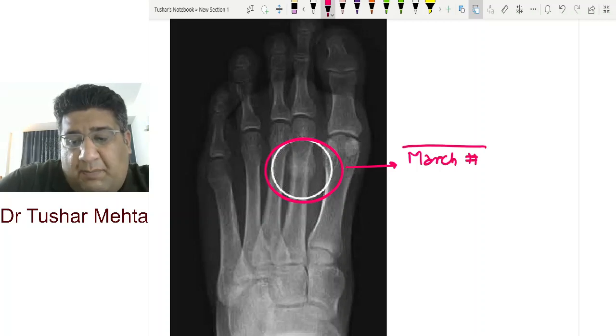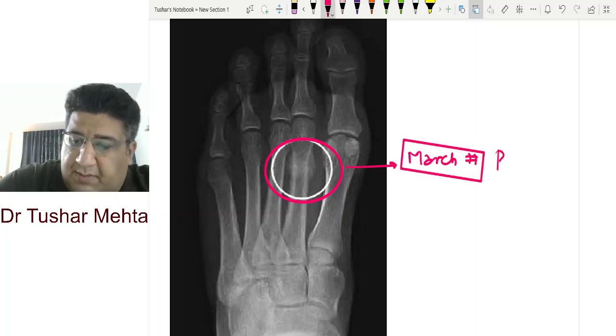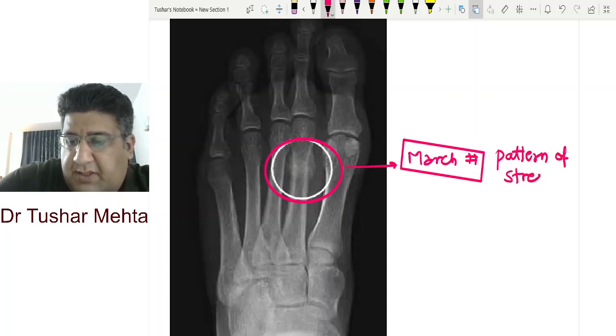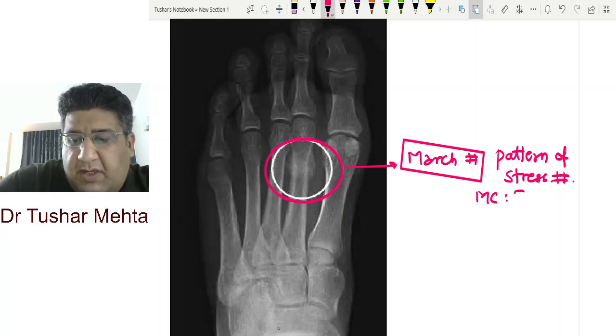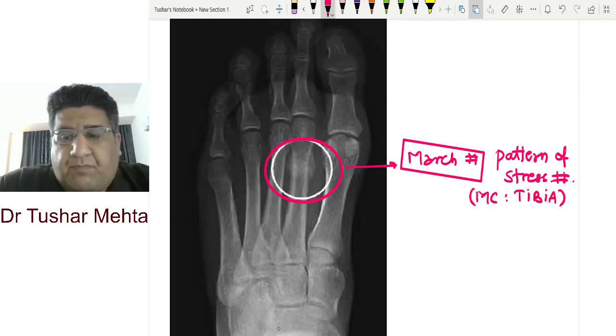It is a pattern of stress fracture. All right, so it is the pattern of stress fracture, and I want you to remember that the most common bone involved in stress fracture is basically the tibia.